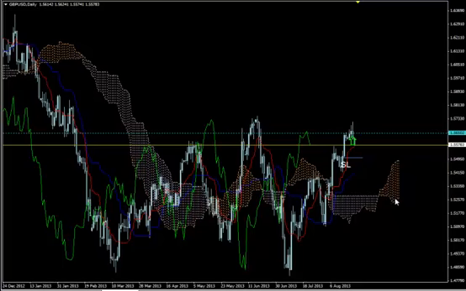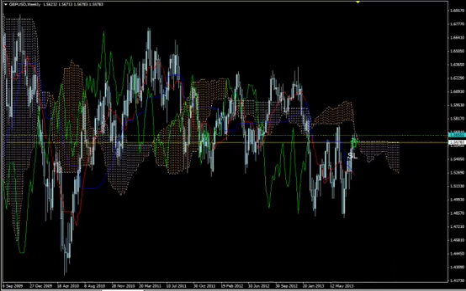I see that the lower border of the Kumo here has a different morphology than how it was in previous cases. I believe that biases remain bullish here. Let's go to the weekly chart.